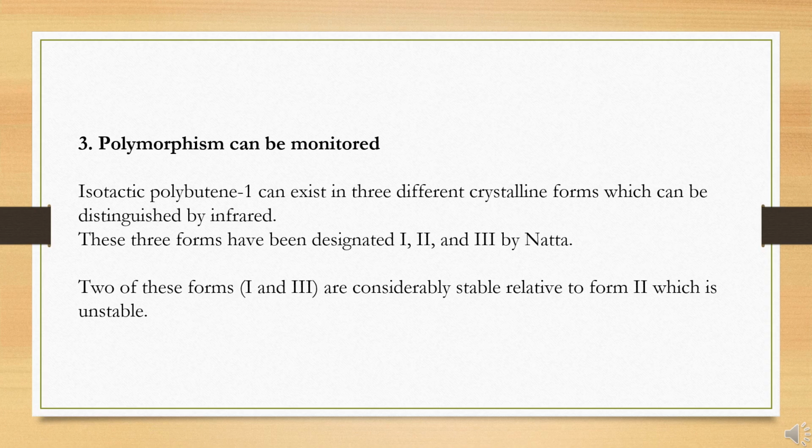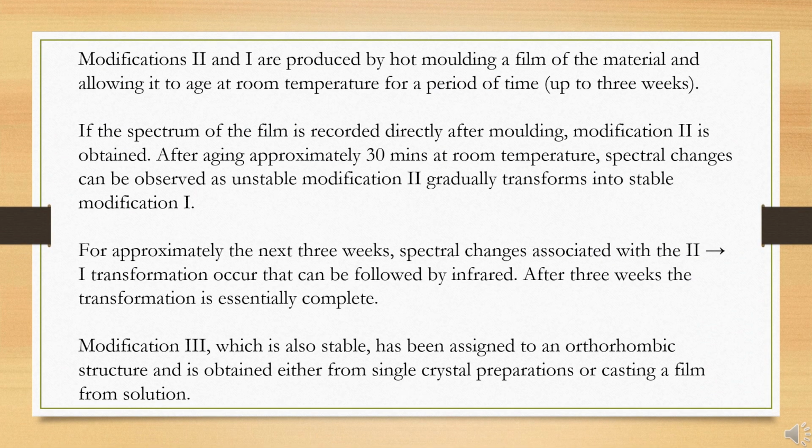Isotactic polybutene-1 can exist in three different crystalline forms which can be distinguished by infrared. These three forms have been designated as 1, 2, and 3 by Natta. Two of these forms, 1 and 3, are considerably stable relative to form 2, which is unstable. Modifications 2 and 1 are produced by hot molding a film of the material and allowing it to age at room temperature for a period of time.